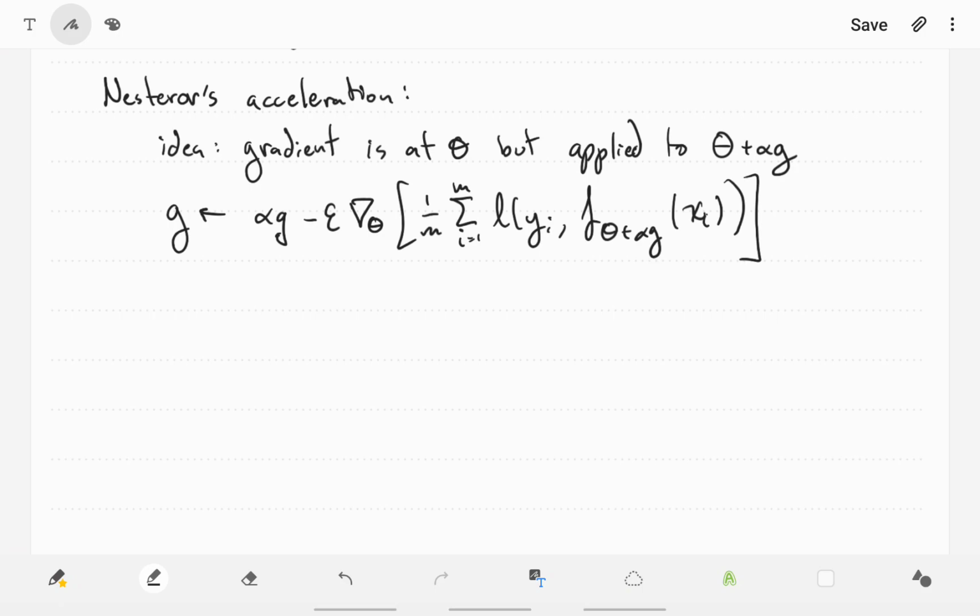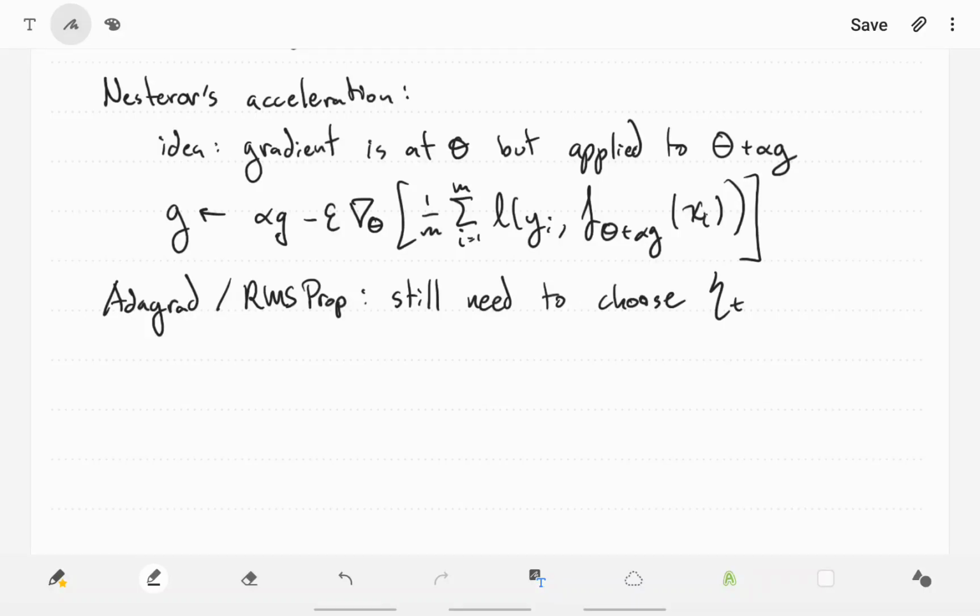Another idea is quite a bit different, and I won't go into the math for this one, but it's the Adagrad idea. John Duchi and his co-authors came up with this idea, and it was also incorporated into RMSprop, which is effectively the same idea in a slightly different incarnation. But in this case, you still have to choose your learning schedule, just like in SGD.